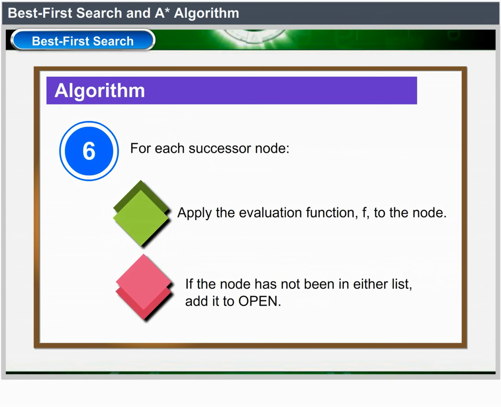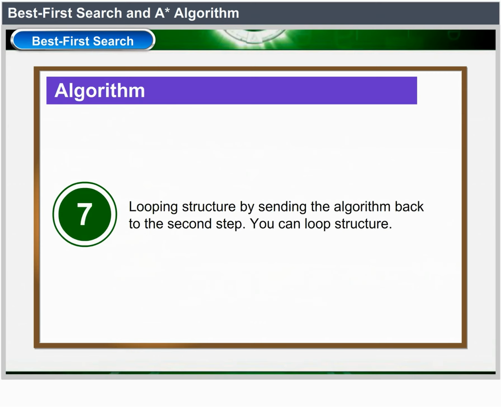For each successor node, apply the evaluation function F to the node. If the node has not been in either list, add it to Open. Finally, loop by sending the algorithm back to the second step.